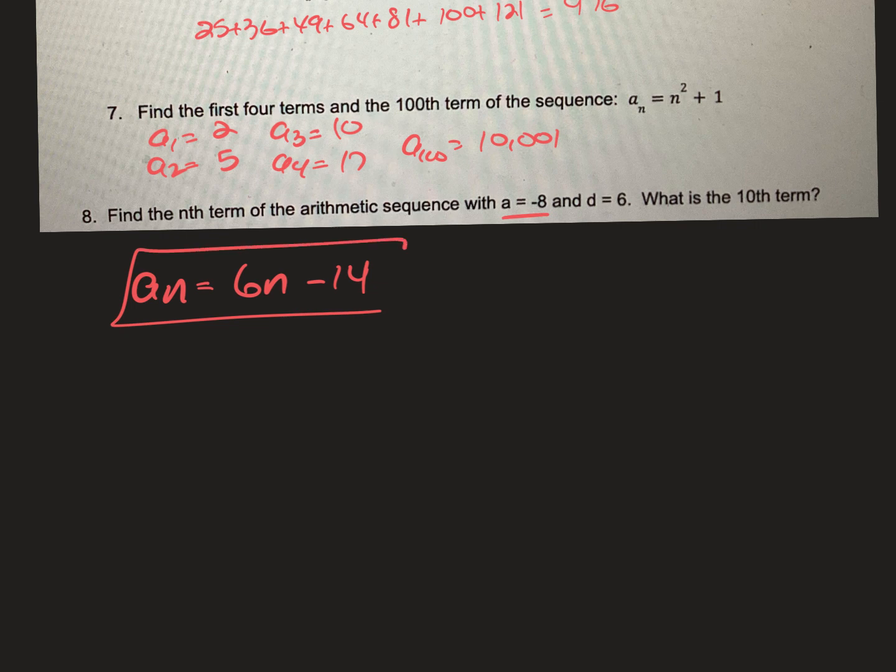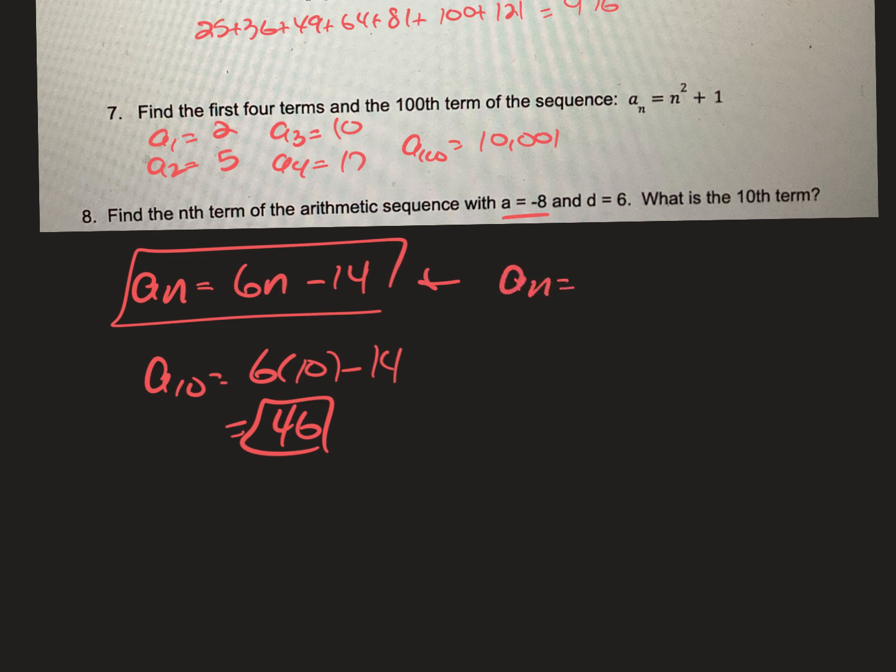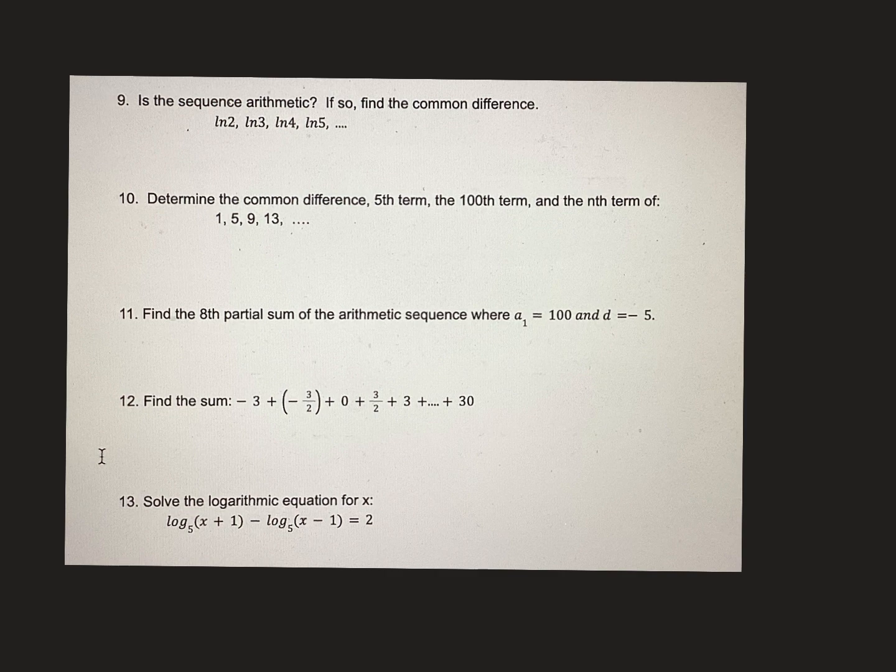There's the first answer. So to find the 10th term, I'm going to say 6 times 10 minus 14, and that's going to be 60 minus 14, which is 46. There's the 10th term. Now, if you want to do it this way, you can also do the whole formula, the first term plus n minus 1 times d, and then just work it out. Distribute that 6, and you can see the negative 8 and the negative 6 is going to give you the minus 14 that was in there. So either way is fine.